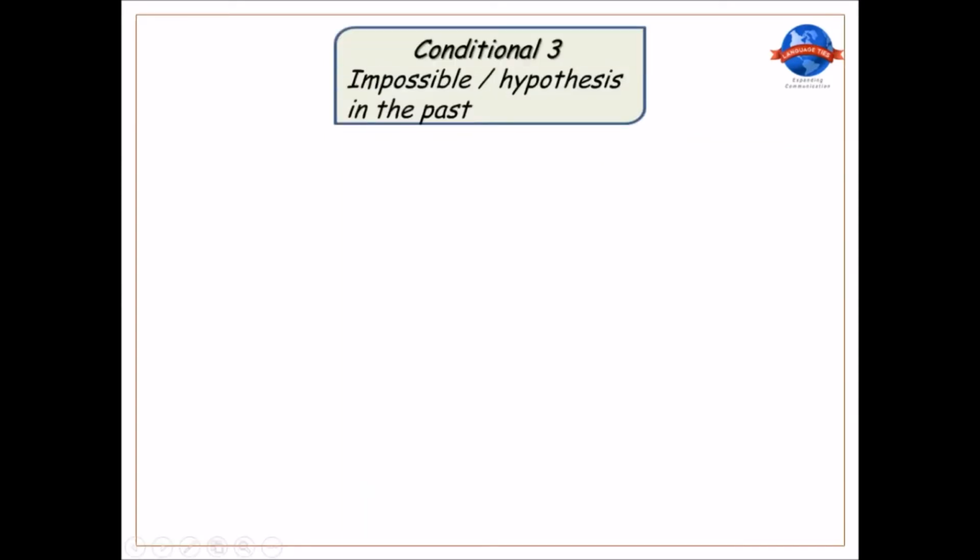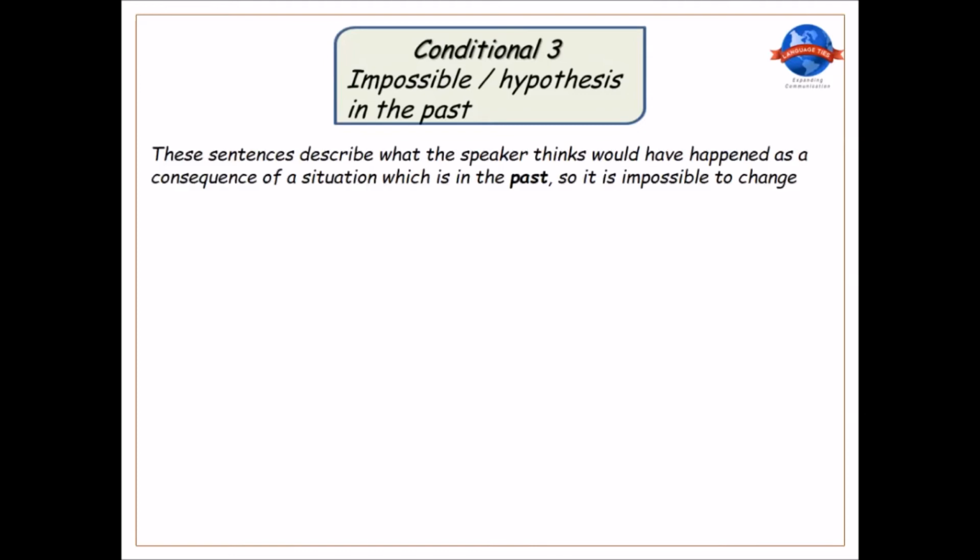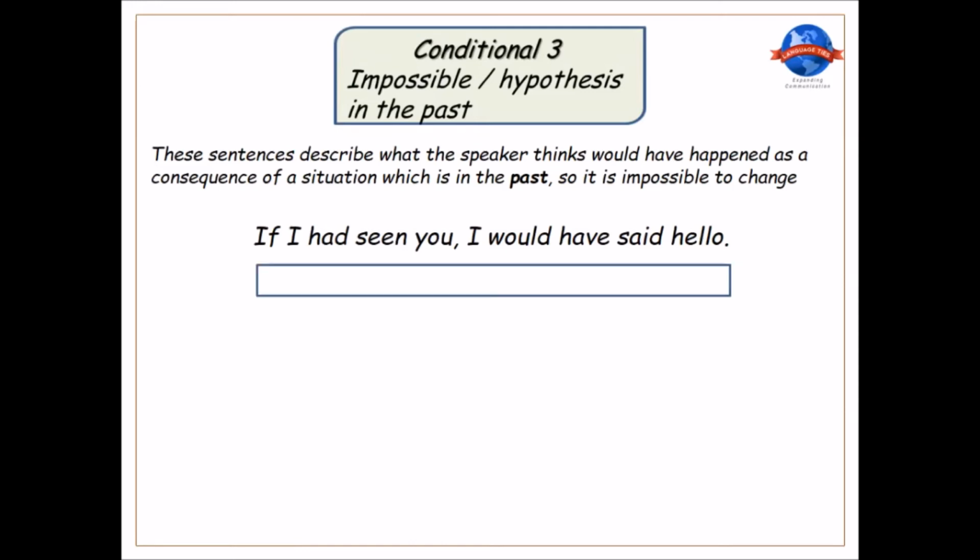Next, we have the conditional 3, which is used for something impossible or a hypothesis in the past. These sentences describe what the speaker thinks would have happened as a consequence of a situation which is in the past. So it is impossible to change. For example, if I had seen you, I would have said hello. The structure is if past perfect in the conditional clause, conditional perfect in the main clause.